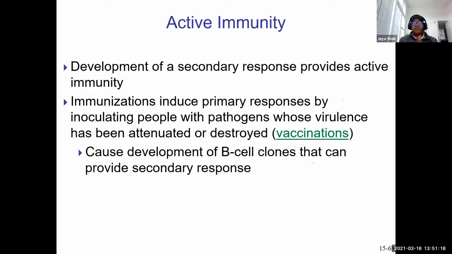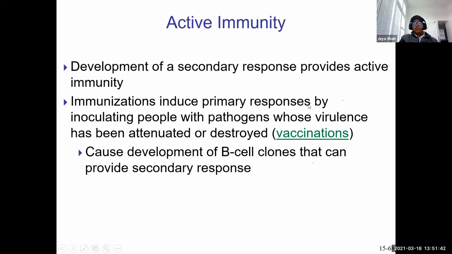It is active, because you take antigen. You are not taking antibody. You take antigen, then your white blood cells, your B cell and T cell, make the immunity. So that is active immunity. It is artificial, not natural, but it is your active immunity. So active immunity is dependent on the secondary response to provide active immunity.